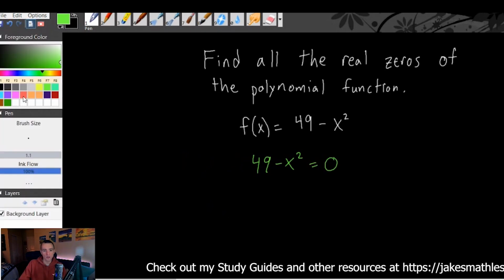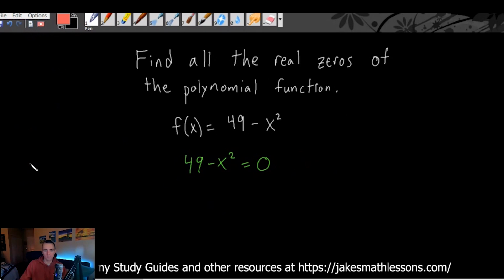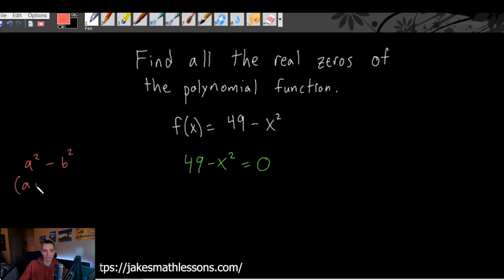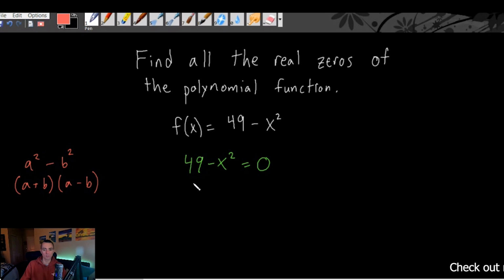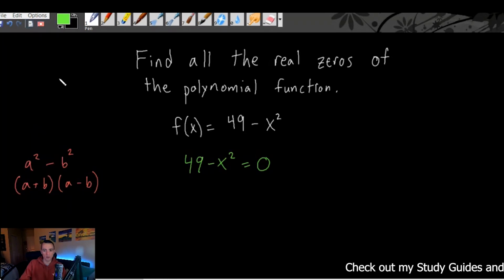So difference of squares basically just says if you have one term that is a square minus another term that is a square, you can factor that out into the square root of the first term plus the square root of the second term, times the square root of the first term minus the square root of the second term.